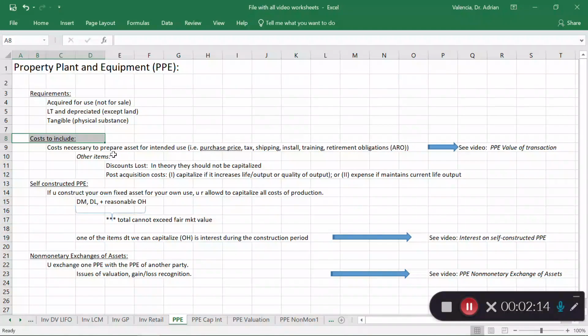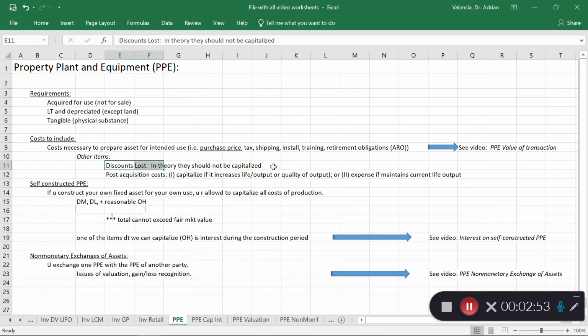Other items to consider in the discussion of what costs to include or not are discounts lost. If you had the opportunity to take a discount in the purchase of this asset and you failed to take the discount from the vendor, we call that a discount lost. In theory, that's a financing cost, because you had an opportunity to pay a lesser value, but you paid more, meaning you financed part of the purchase. So in theory, it should not be capitalized.